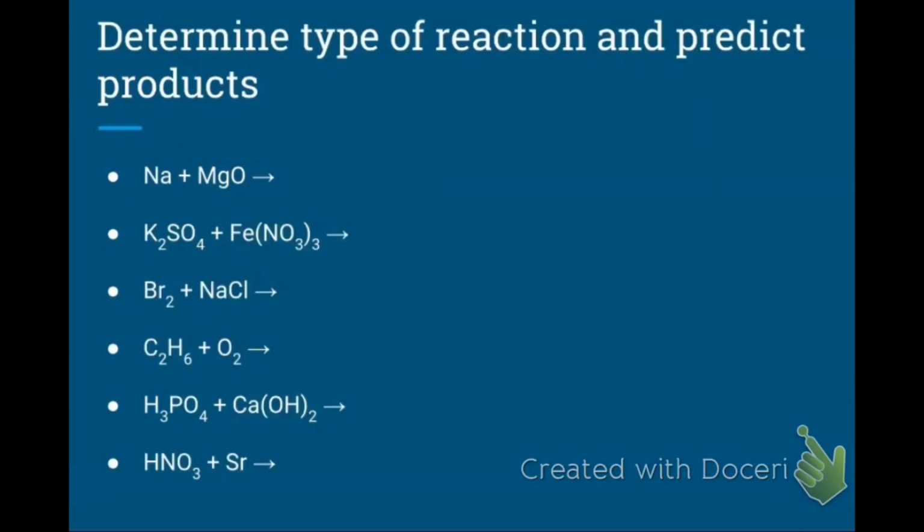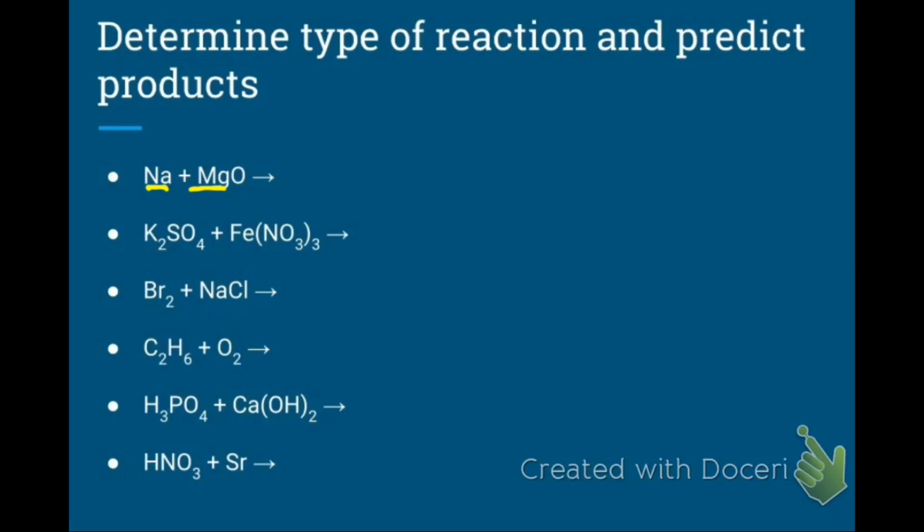Now, we want to look at some examples. We would have to figure out what type of reaction we're doing first, because that's going to help us predict our products. And then we're going to have to predict the actual products. So our first one, we've got a pure element plus a compound, which means it's got to be a single replacement reaction.